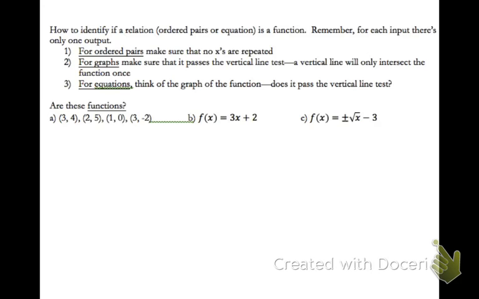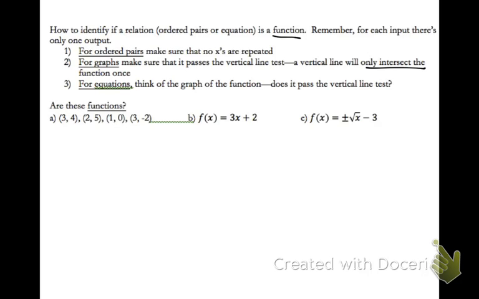Next, let's look at how to identify if a relation that's in ordered pairs, or maybe it's an equation form, is a function. So this is just a review. And then remember that if a relation is a function, each input has only one output. So if your relation is in ordered pairs, one easy way is just to make sure that no x's are repeated. If you see an x that's repeated, that means that input has two outputs, and so it's not a function. A second way is if you're looking at a graph of a relation, you can see if it's a function if it passes the vertical line test. That means when you pass a vertical line anywhere through the function, it will only intersect once. If it intersects the graph more than once, then that graph is not a function.